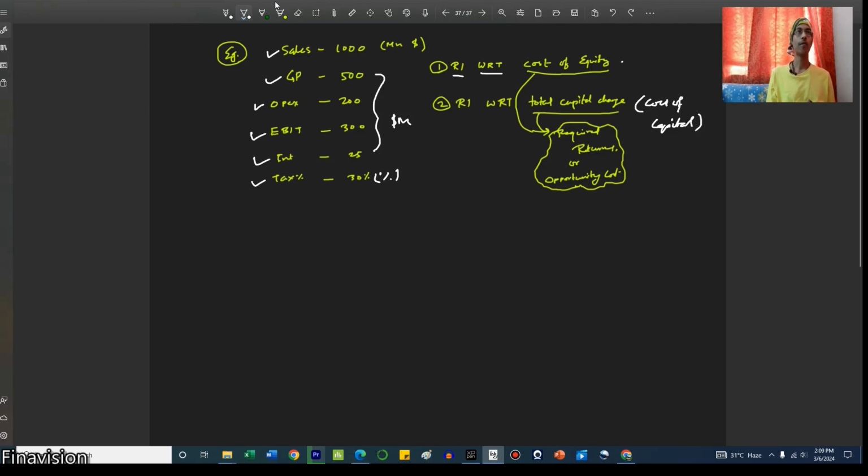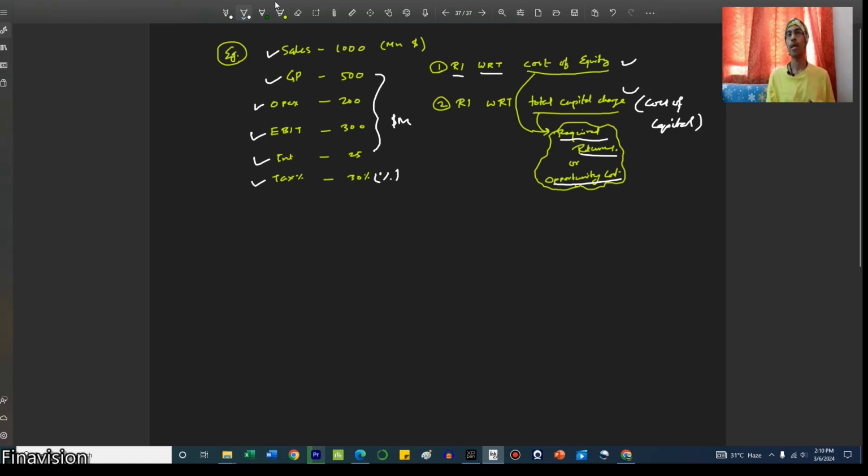Both the cost of equity and the total capital charge, depending upon the problem you are given, can be used as the required return or the opportunity cost. It depends on the problem. The problem may have the total capital charge mentioned in it, or it may only have the return on equity mentioned. In either case, this becomes our opportunity cost or required return. Now we have to calculate the residual income based on both these methods.